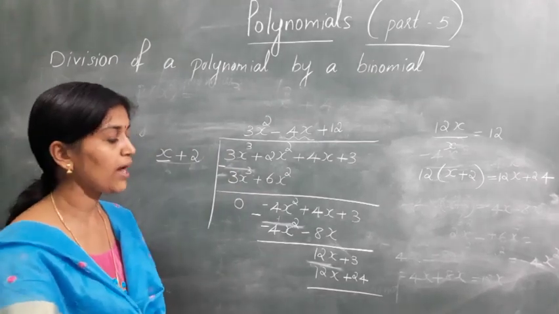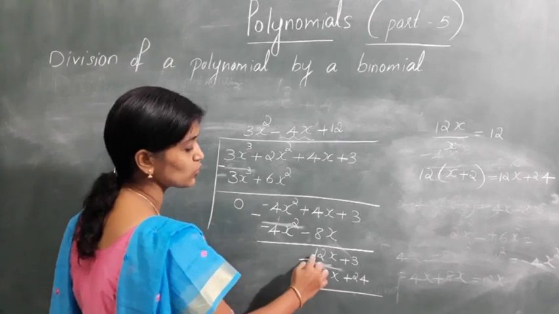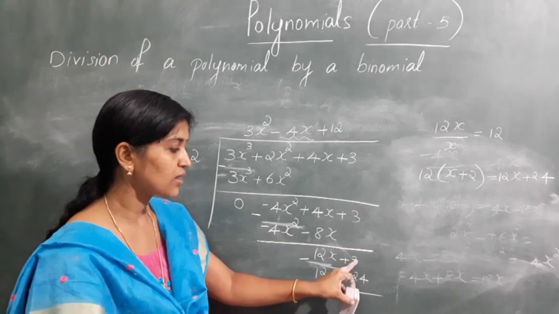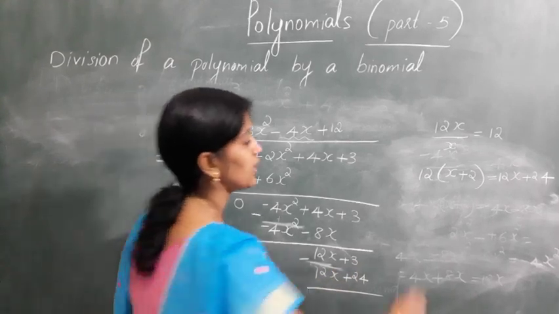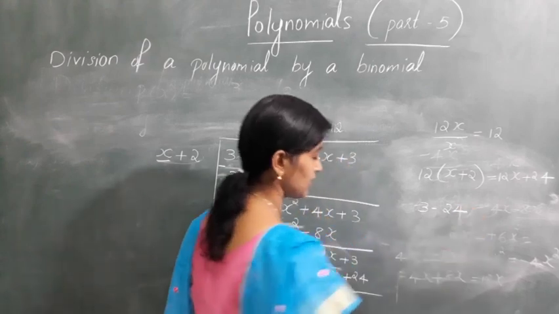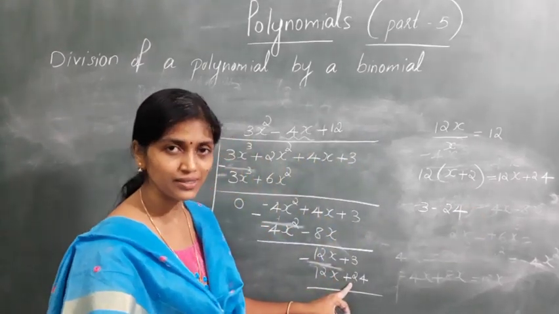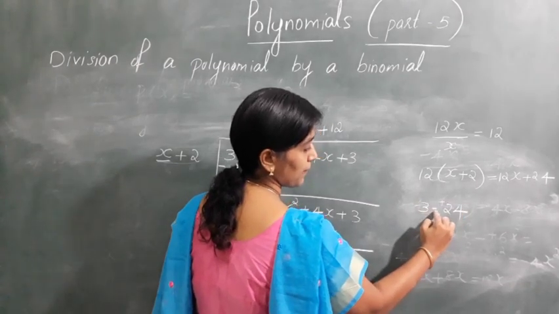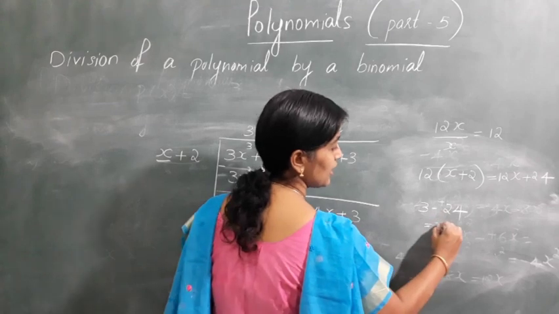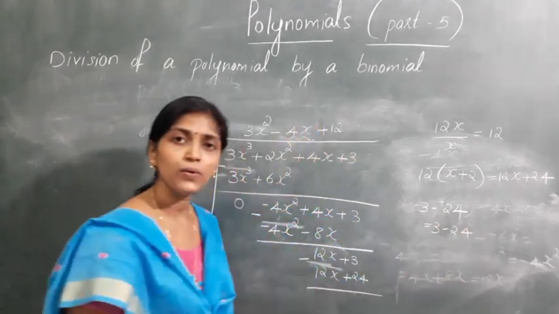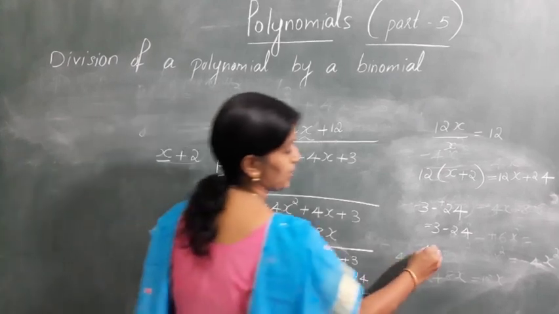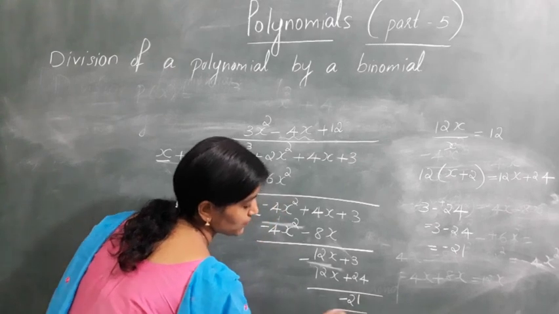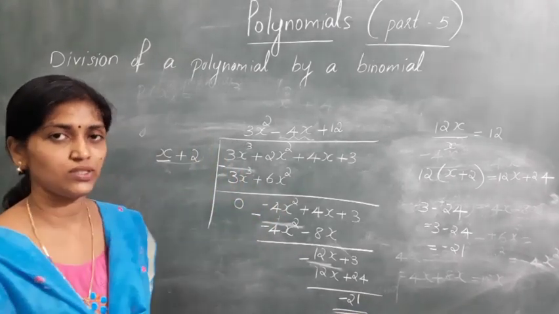Okay. Then what was our next step? You have to do the subtraction. Anyway, 12x minus 12x becomes 0. Now what is left here? 3 minus 24. Sign is positive, that is why I am not putting the sign. So actually it is positive 3, minus plus 24, which becomes 3 minus 24. Okay. What is 3 minus 24? It is minus 21. So we will write minus 21. Okay. We stop the division.